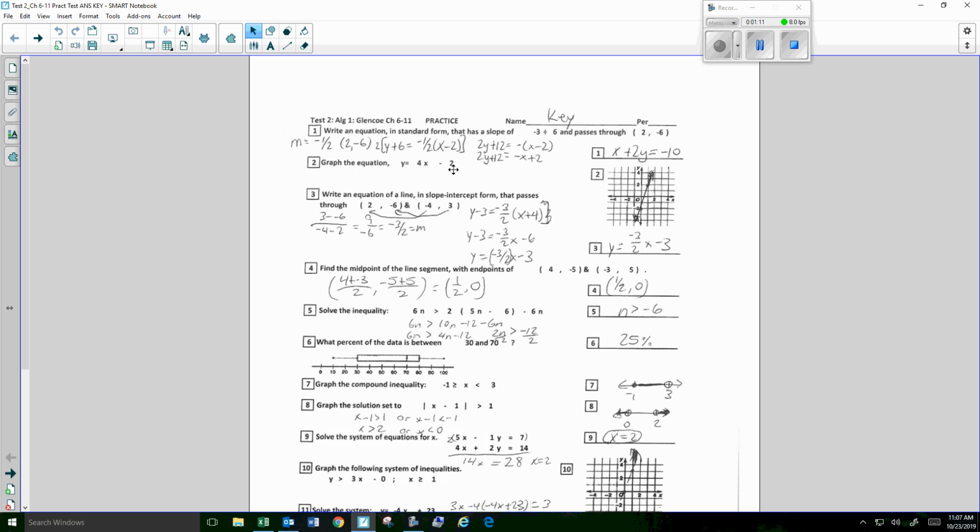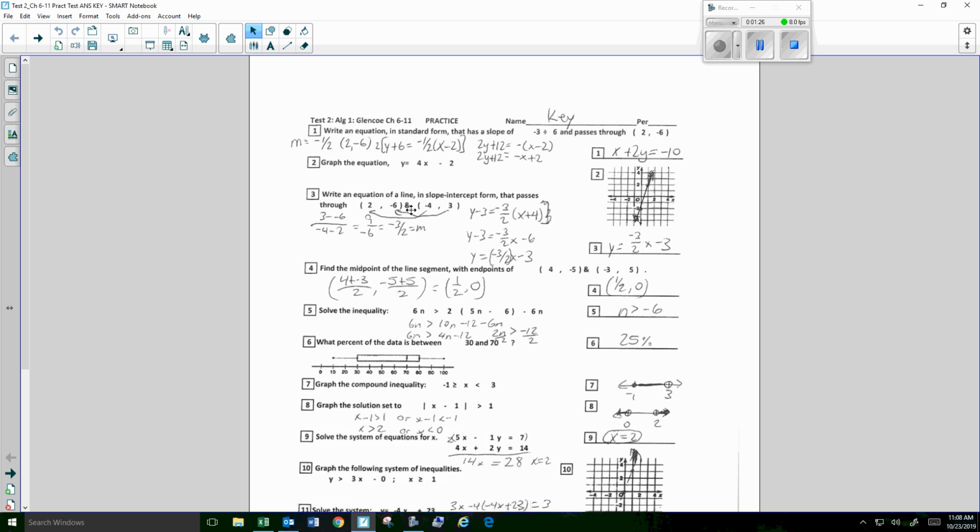Graph the equation y equals 4x minus 2. The slope is 4 over 1. The y-intercept is 0, negative 2. So plot the y-intercept. That's a point, 0, negative 2. And slope up 4, right 1. And there's another point, connected with arrows at the ends.